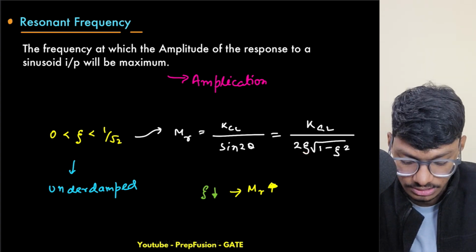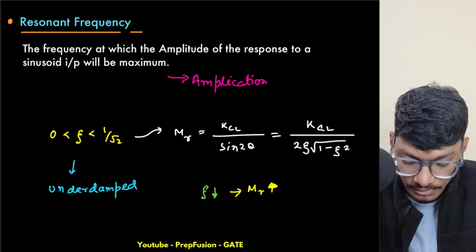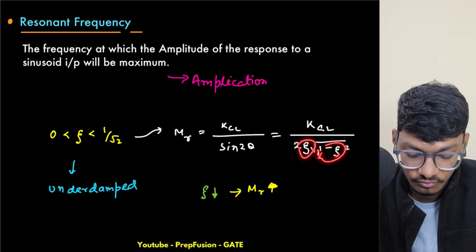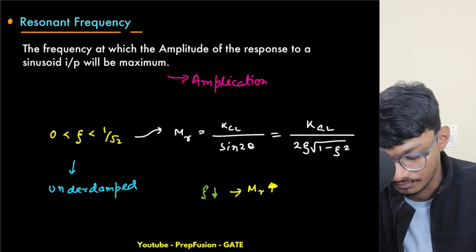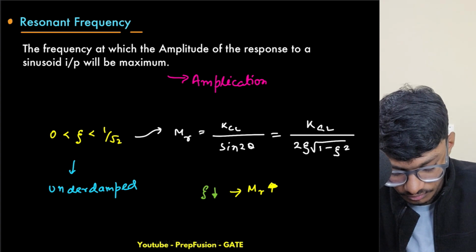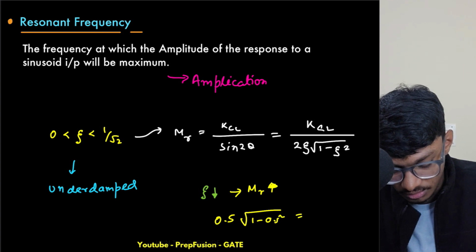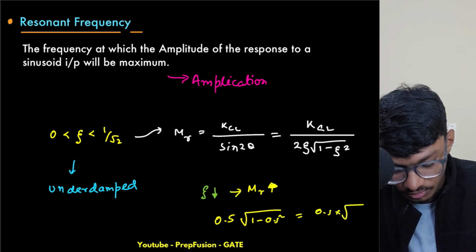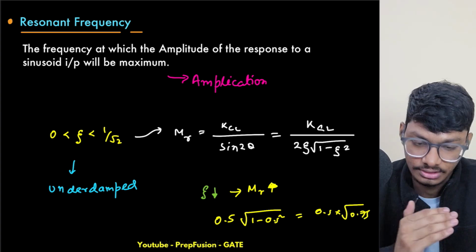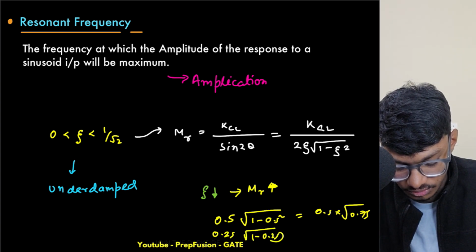Here, if my zeta reduces, this is reducing, fine. What is happening to this? This is also reducing. And 1 minus this is increasing, but which one is reducing at a higher rate? Which one is more dominant? So here let's take an example. We have 0.5 under root 1 minus 0.5 whole square. So this is almost 0.5 into under root 0.75. Now I am further reducing zeta. This is 0.25 into 1 minus 0.25 whole square.